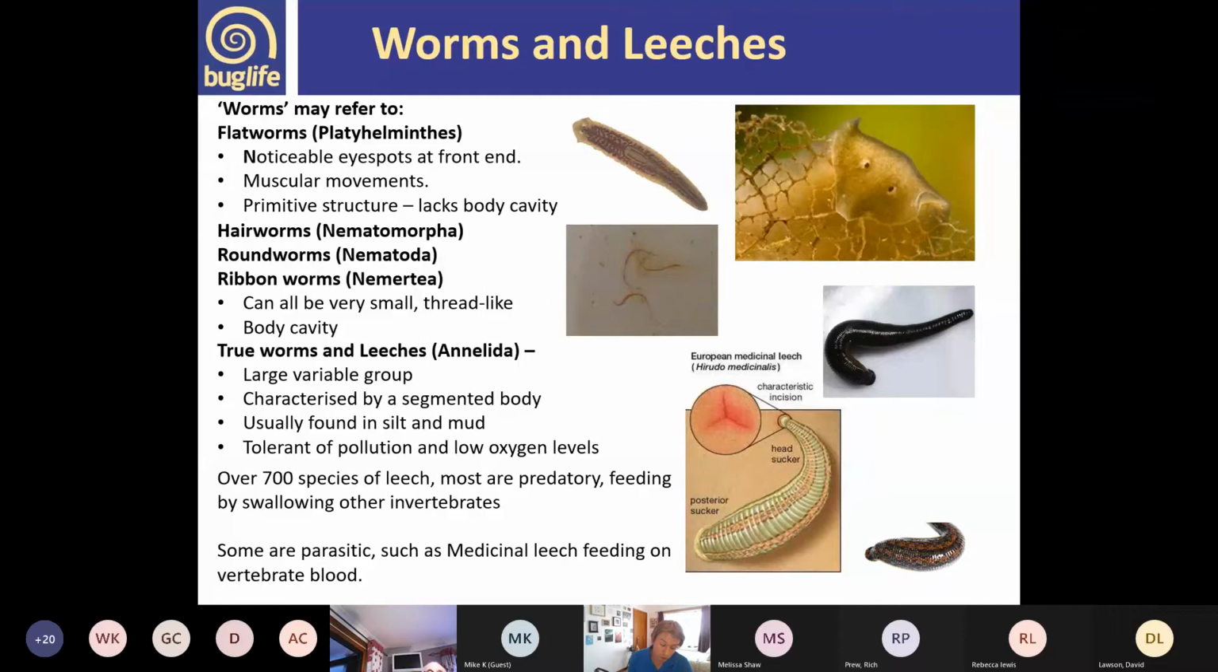True worms and leeches belong to the phylum Annelida. Annelids are characterized by having segmented bodies and are often very tolerant of water pollution. There are over 700 species of leech in the world, 16 of which can be encountered in the UK. Most leeches are carnivorous, but some are parasitic, such as the medicinal leech, which is depicted here. So not all leeches actually live on mammalian blood.